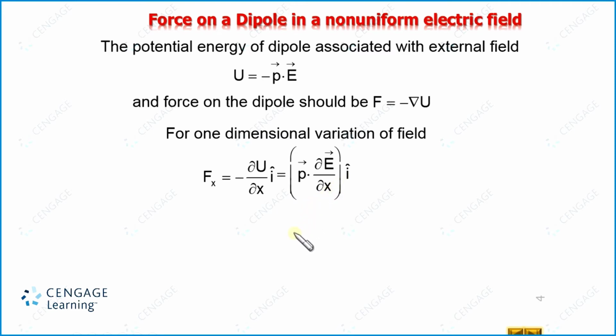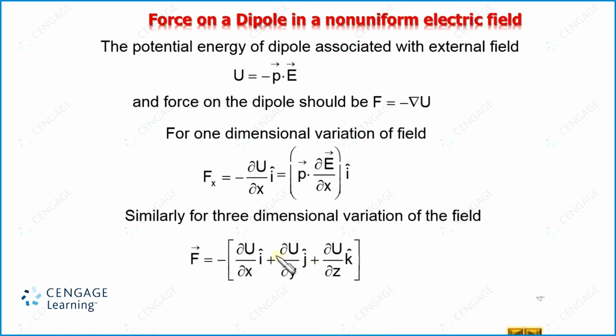And similarly, suppose we have a three-dimensional field. For three-dimensional variation of the field, we can write F vector equal to negative del U by del x i cap, del U by del y j cap plus del U by del z k cap. Okay. Now let us take a few illustrations. Through the coming illustrations, we are going to consolidate this concept.